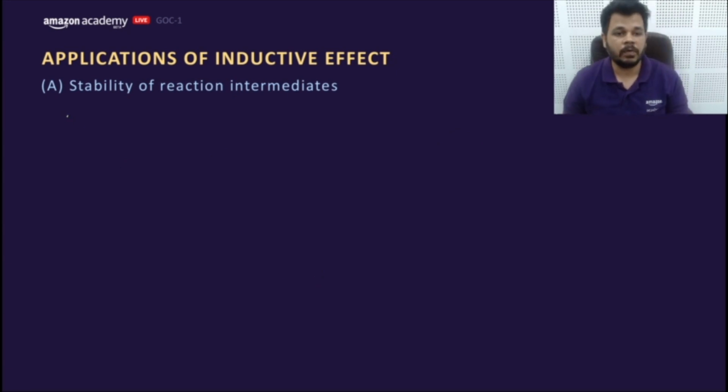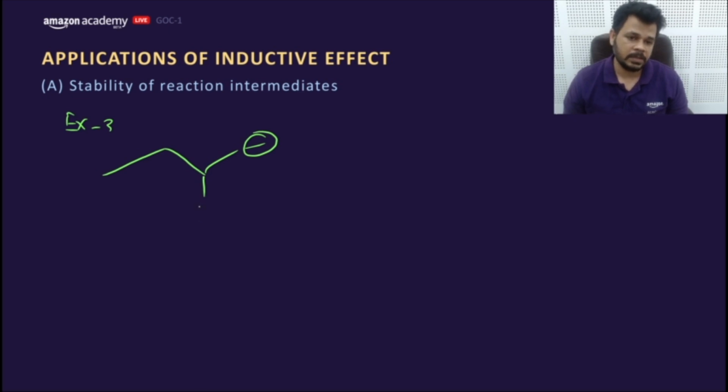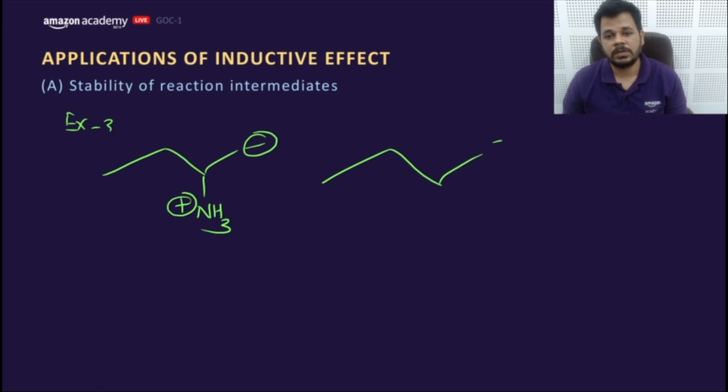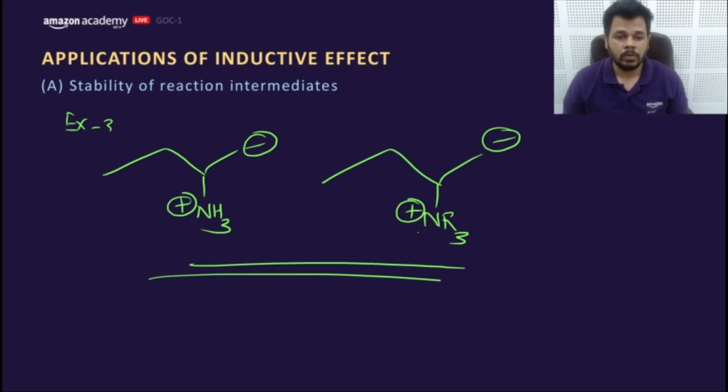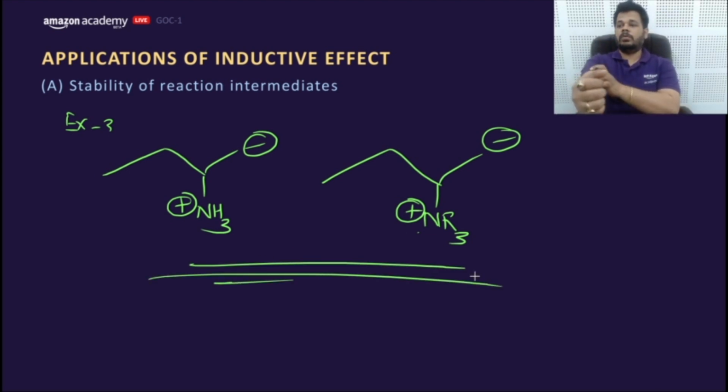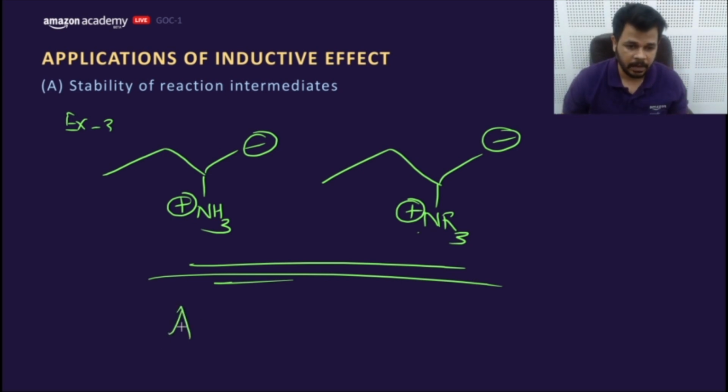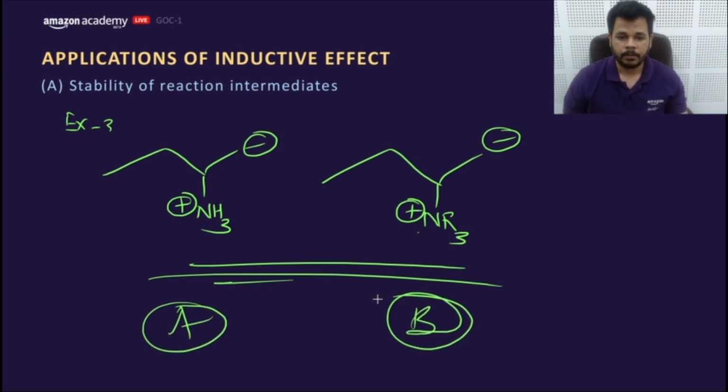And lastly you look for what? Let's have an example of power also. Negative charge, and this is NH3 plus, and this is NR3 plus. It's very important, friends. You get confused between NR3 and NH3 plus. What would be the stability? Let's take it A and B. What would be the order of stability?